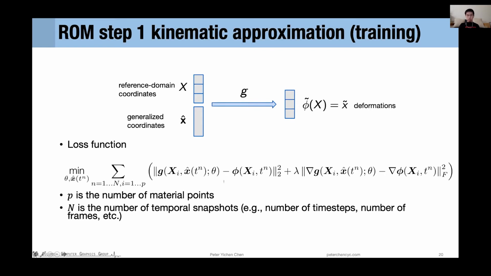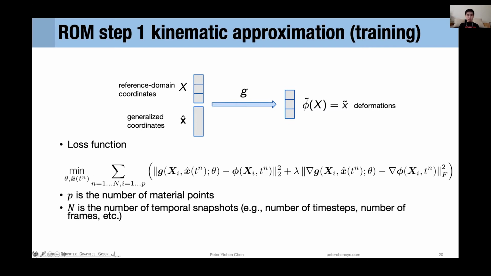And this training loss is saying that we want to train the function g to be able to approximate the actual deformation map phi, which is a function of the initial material point position and time. In addition, there's another penalty term here. We also want to constrain the gradient of g to approximate the gradient of phi.